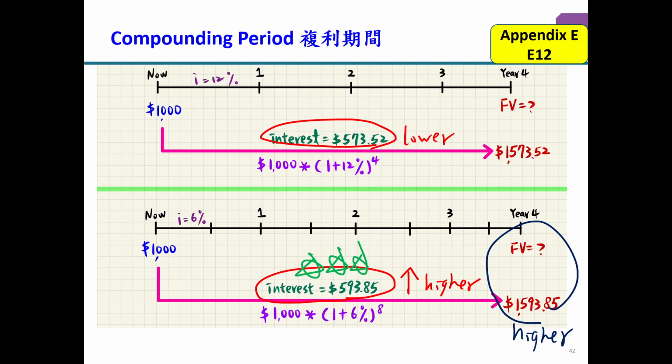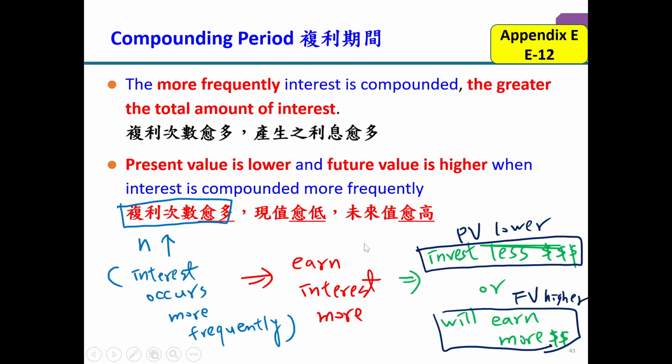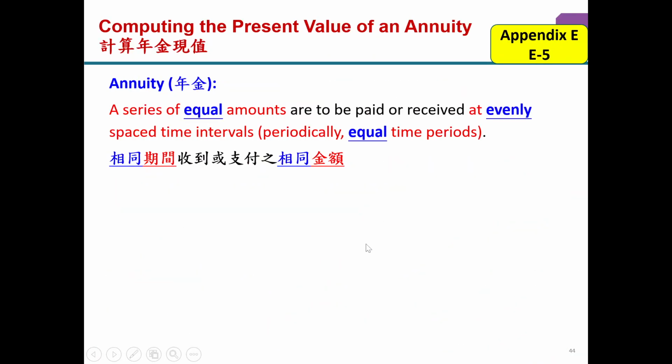Maybe each year you decide to invest 1,000, 1,000, 1,000. So what if the number is not only one number? We have so many $1,000. Then how could you get the present value and future value? Okay. So right now I want to talk about when it's not only one number, one amount. On your slide, page 44, we talk about annuity, 年金.